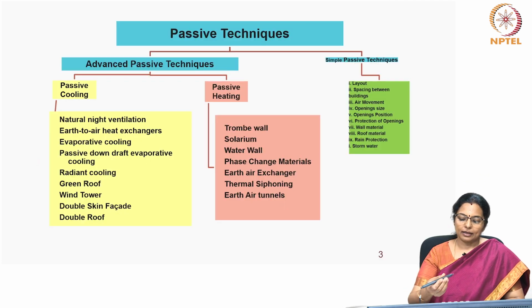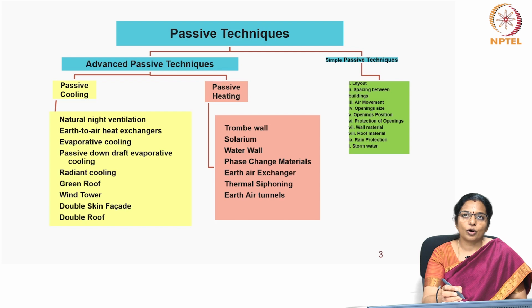So, again I reiterate, what are advanced passive strategies? Strategies that require a separate contraption to collect, store and disseminate heat or vice versa are called advanced passive strategies. And under advanced passive strategies, you have passive cooling and passive heating strategies.